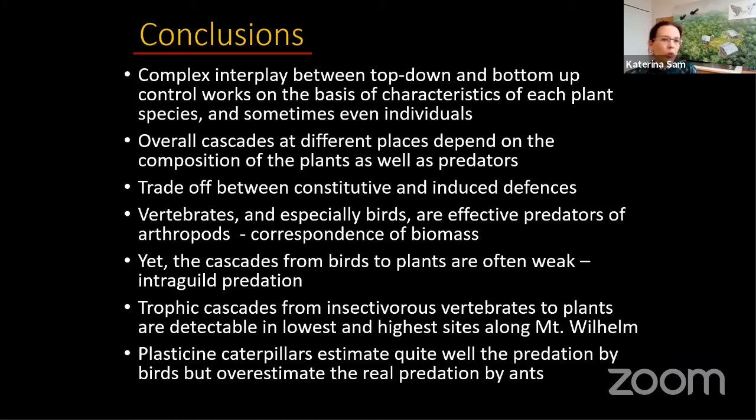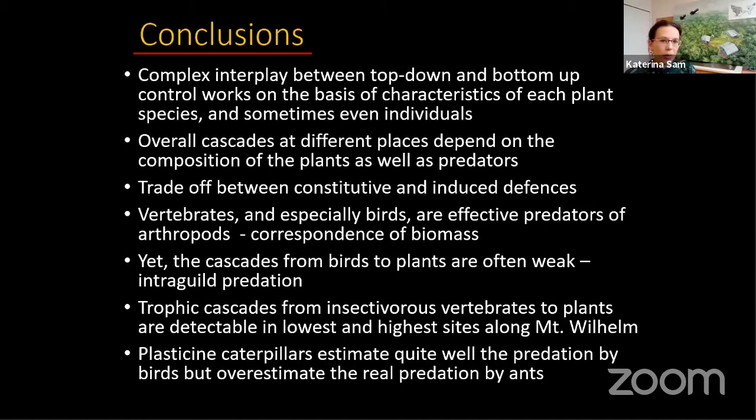And generally, all my talk revealed that the interplay between top-down and bottom-up control is really complex and works generally on the basis of characteristics of each plant species in the community. And some of these plant species can have different effects even on the level of the individuals, depending on how nutrient-rich the soil they are growing in. The cascades at different places depend also on the composition of the predators. Specifically, we found that it's very well correlated with the biomass. And there seems to be a very clear trade-off between constitutive and induced defenses along the gradients.